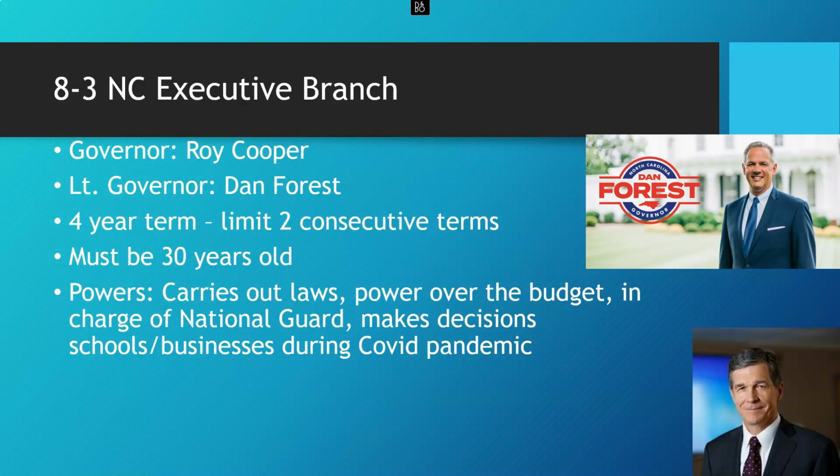In the NC executive branch, our governor is Roy Cooper. Okay, he serves in the state role as the president serves in the national role. Our former Lieutenant Governor was Dan Forest. Our current Lieutenant Governor is actually Mark Robinson. But generally, they serve a 4-year term, and they are limited to 2 consecutive terms. Okay. You also must be 30 years of age. So following this 4-year term, Governor Cooper will be out as our governor.